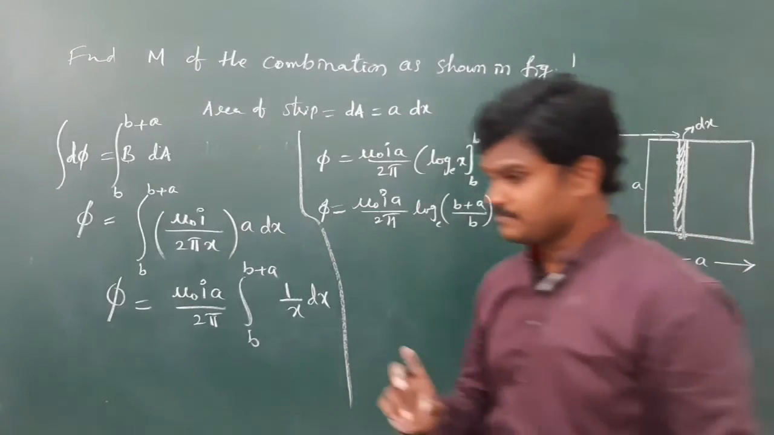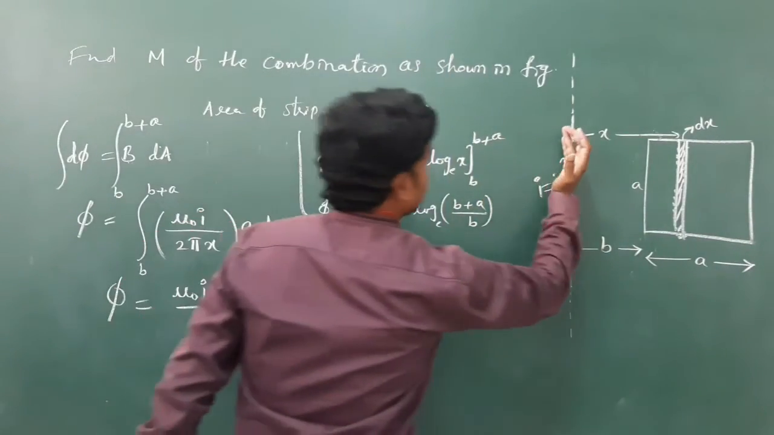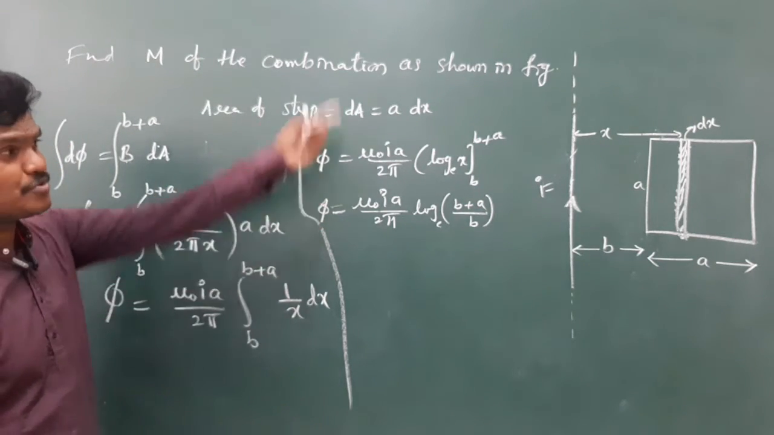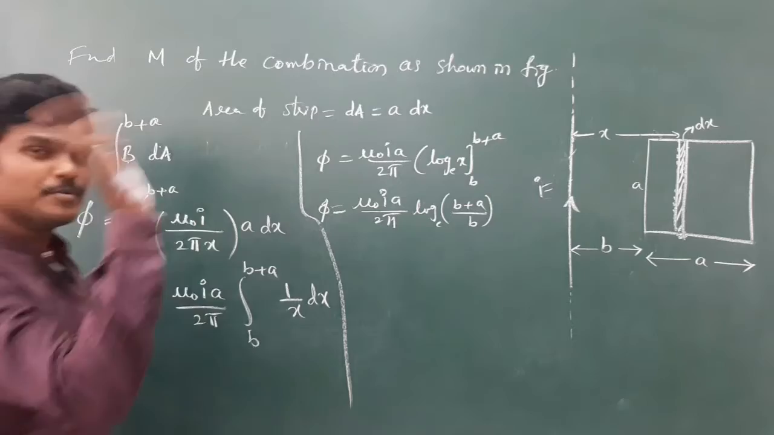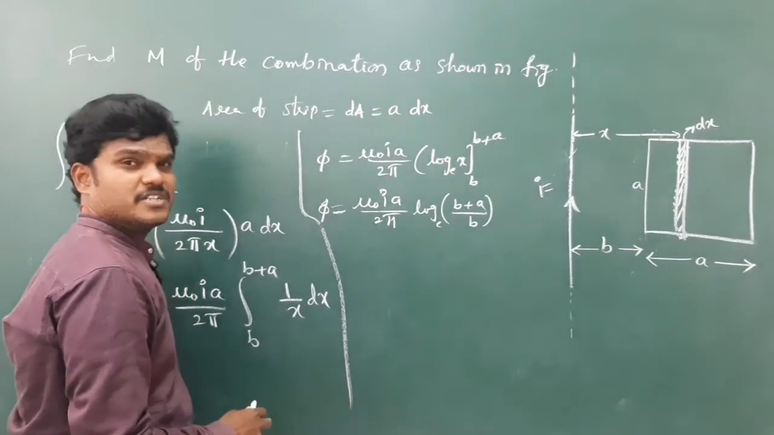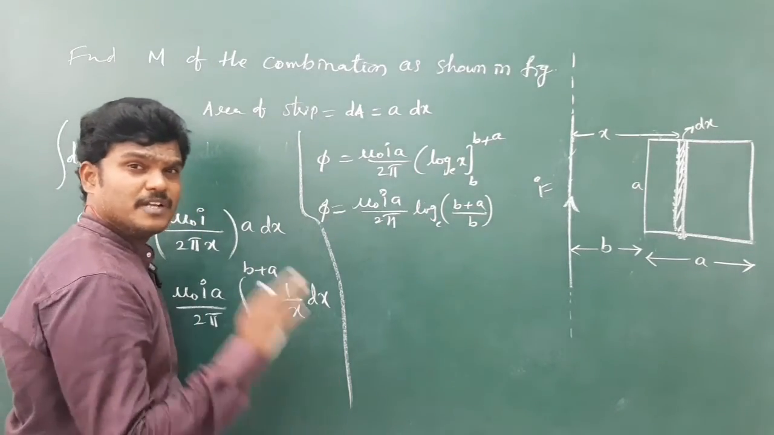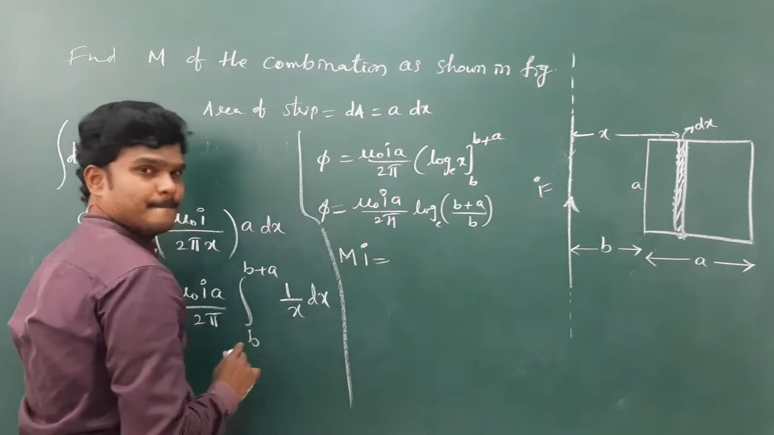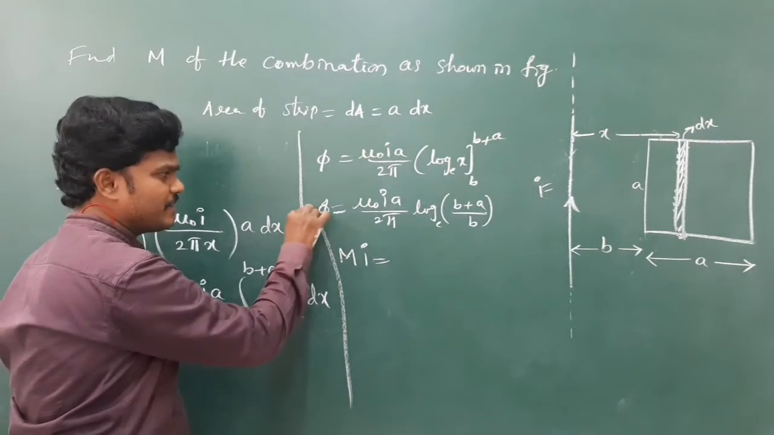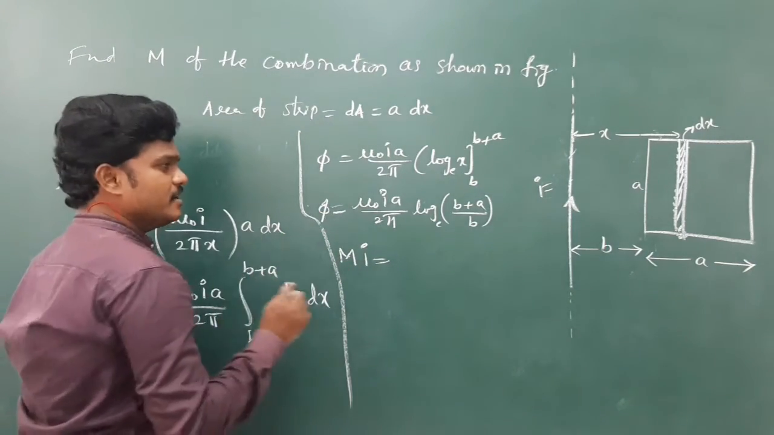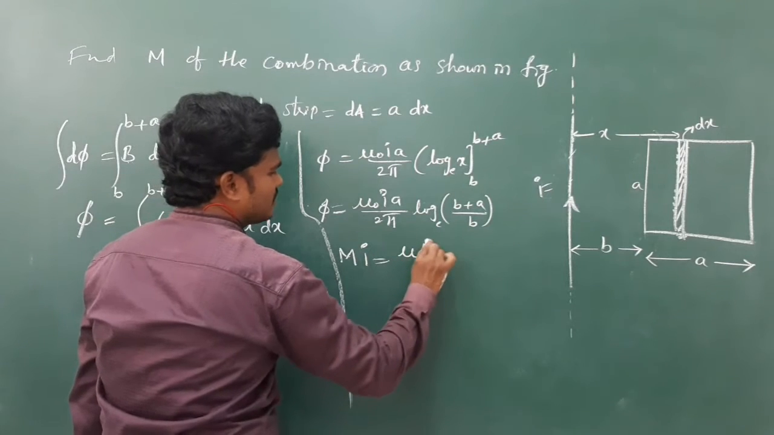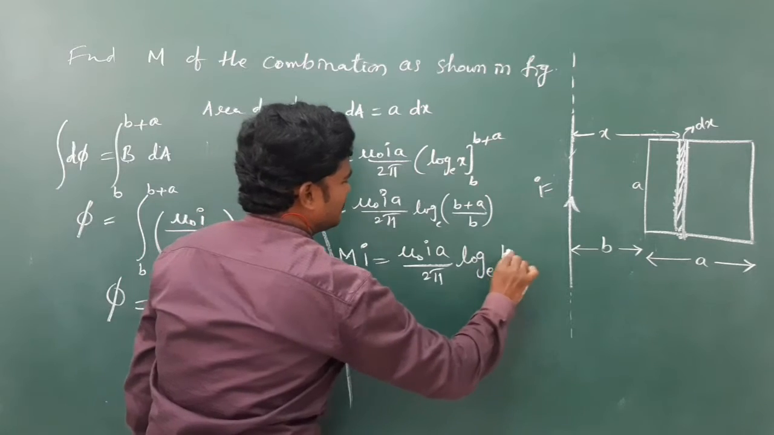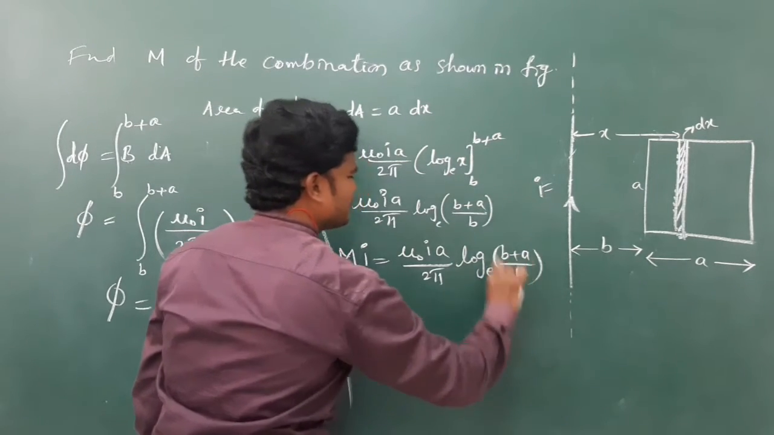But here the target is mutual inductance between these two. Here this flux is proportional to current. Remove the proportionality, then introduce a constant. No doubt that constant is nothing but mutual inductance. So this can be written as phi is nothing but M I. For one turn, N phi equals M I. So M I equals mu naught I A by 2 pi log of B plus A by B.